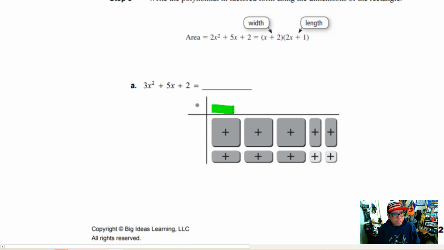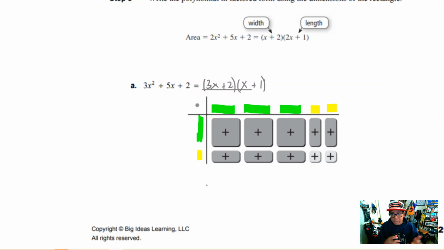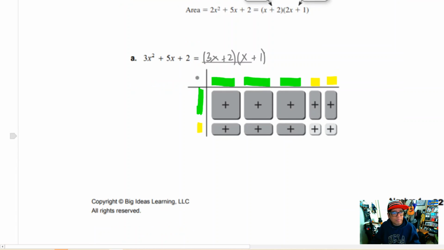Here's another one. Let's see what we can do here. Just looking ahead, this looks like it's going to be 3x plus 2 multiplied by, this looks like x plus 1. Of course, if these algebra tiles work really well for you, then I highly recommend you keep on visualizing them.